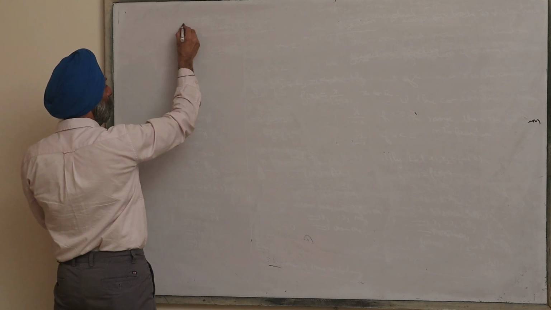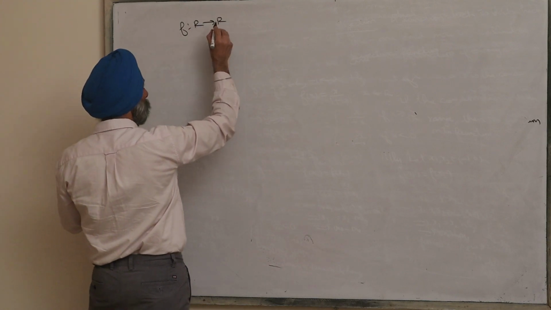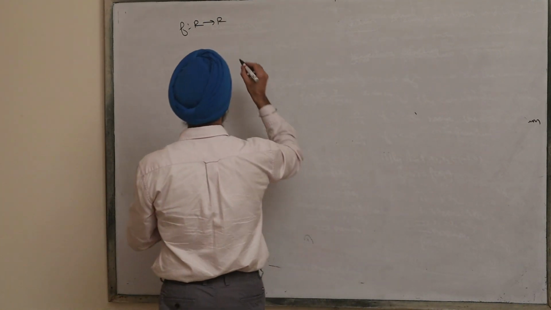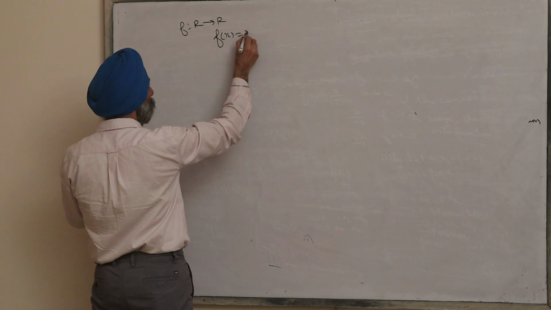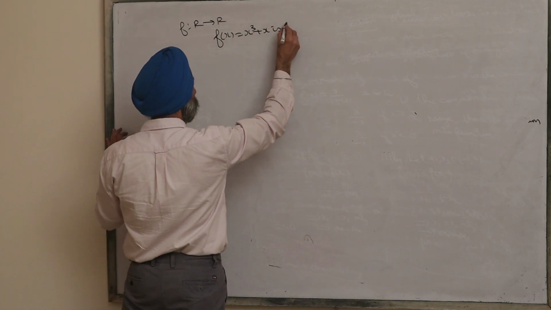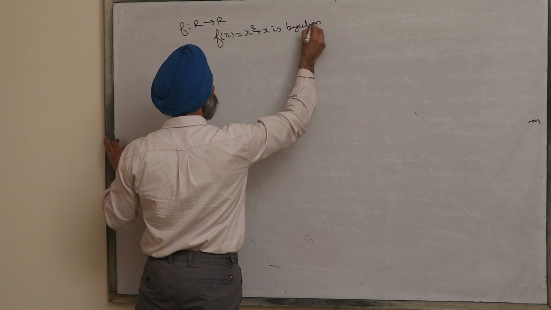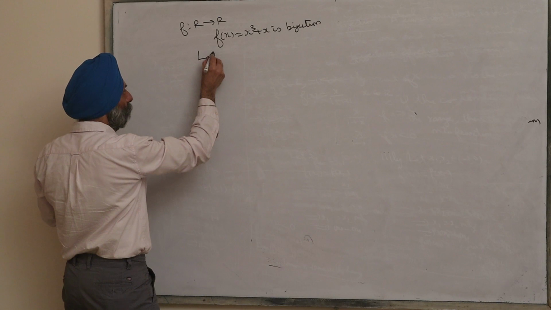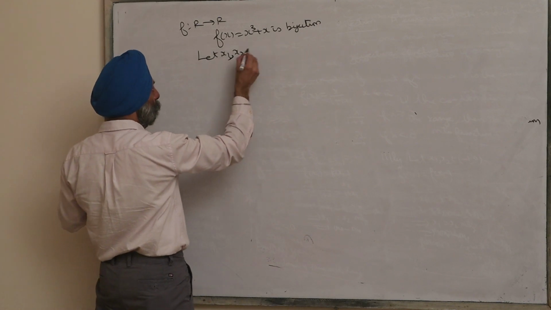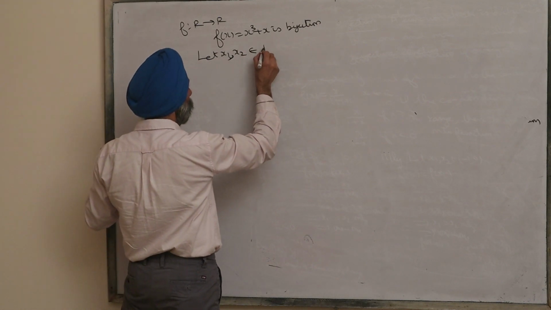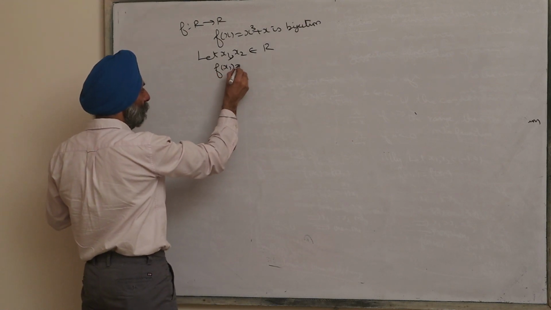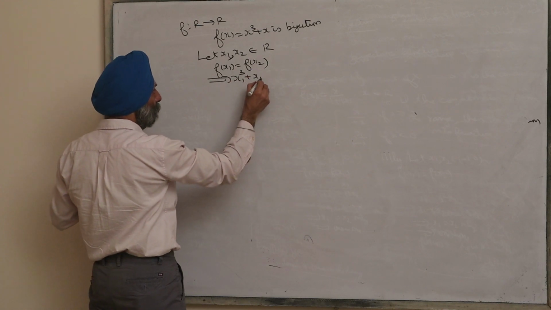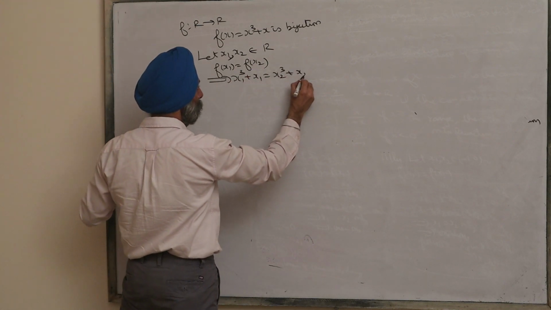Now next, consider another example: f is a function defined from R to R given by f(x) = x³ + x is a bijection. That is, we have to show that it is both 1-1 and onto. Once again, let us take x1, x2 belonging to R. f(x1) = f(x2) implies x1³ + x1 = x2³ + x2.